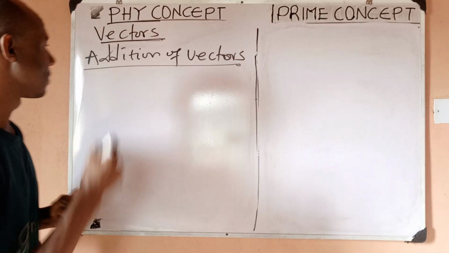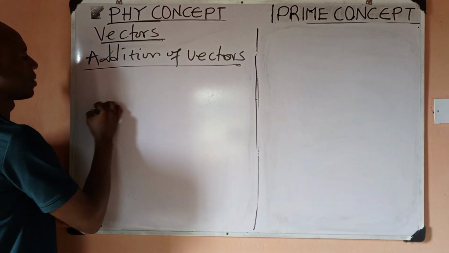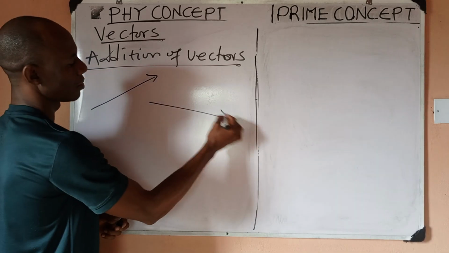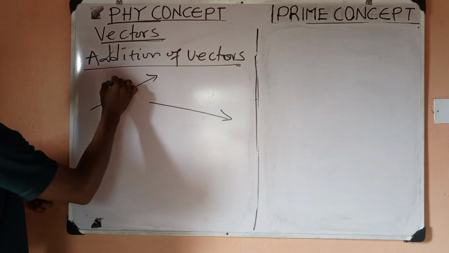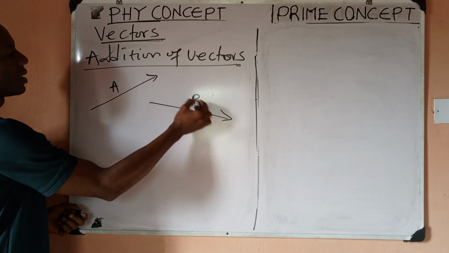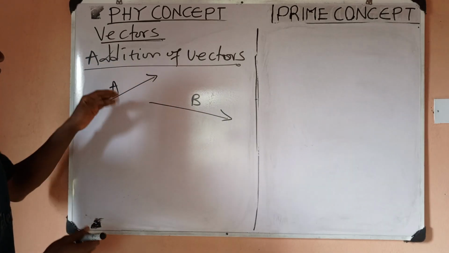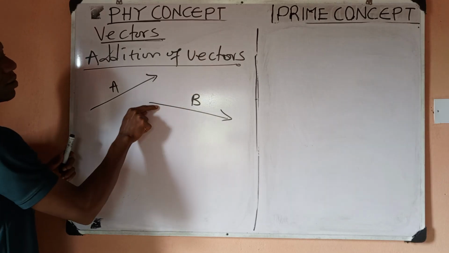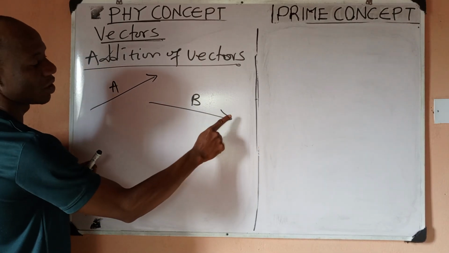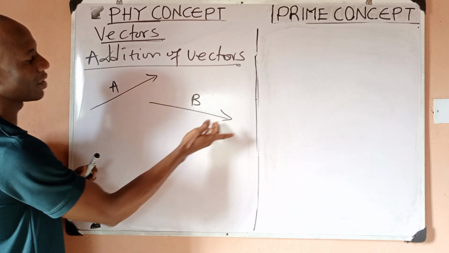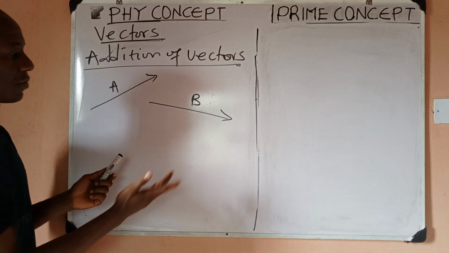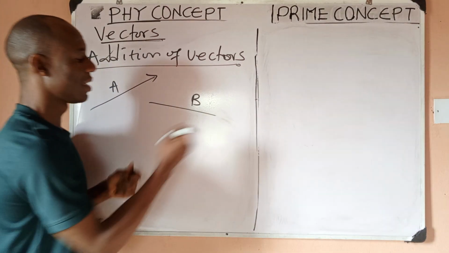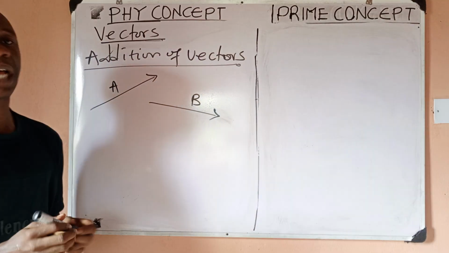Remember we said that vectors are represented by arrows like this. So when you see something like this is a vector, maybe vector A, this is a vector B. This simply tells you that this vector is pointing in this direction, while this is pointing with this arrow. But the moment you remove this arrowhead, you can no longer tell the direction. If I remove this, it becomes a scalar. So what makes it a vector is the fact that it has an arrowhead.